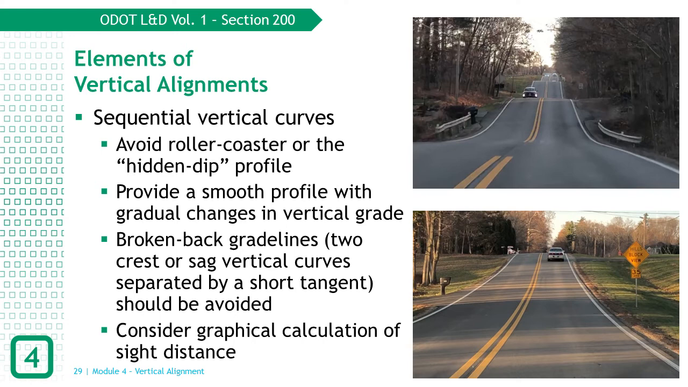In the event these occur, or in a situation where the vertical curves are short and closely spaced, a graphical calculation of the provided sight distance may be necessary. If sight distance is not provided, look to provide warning signs to alert drivers of potential hidden objects that could be present, such as the sign shown in the image on the right side.